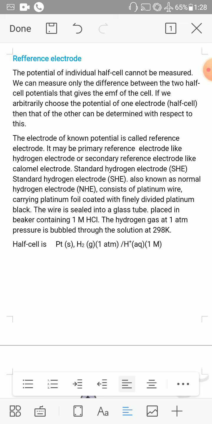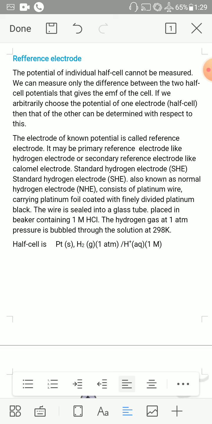Now, reference electrode. What is a reference electrode? The potential of any half cell, or of any electrode. Half cell means electrode. Two half cells, that is two electrodes, combine to form a full cell. The potential of an individual half cell cannot be measured directly. We can measure only the difference between the two half cell potentials, which gives the EMF of the cell. If we arbitrarily choose the potential of one electrode, that is one half cell, then that of the other can be determined with respect to this.